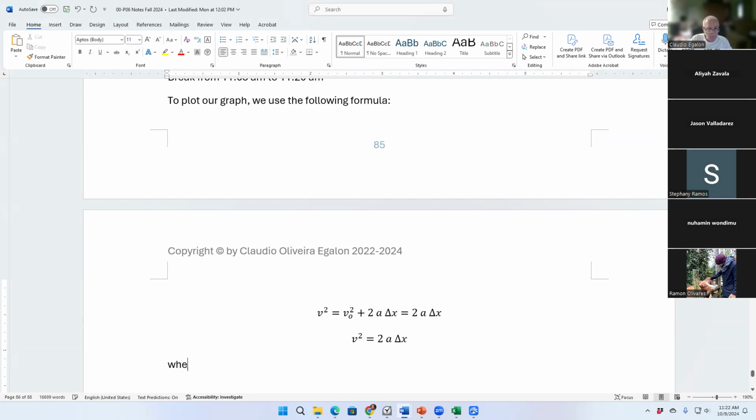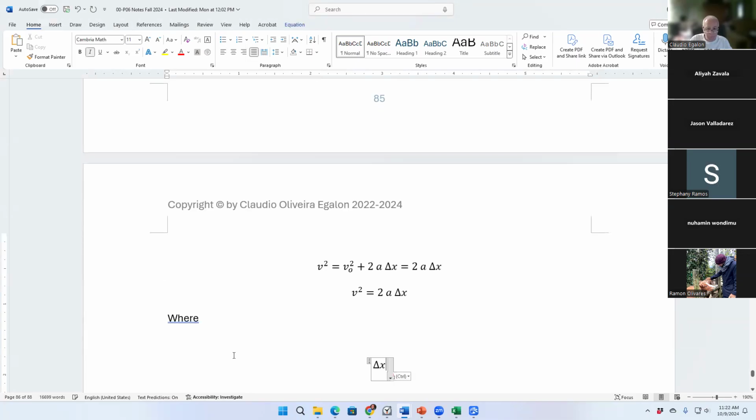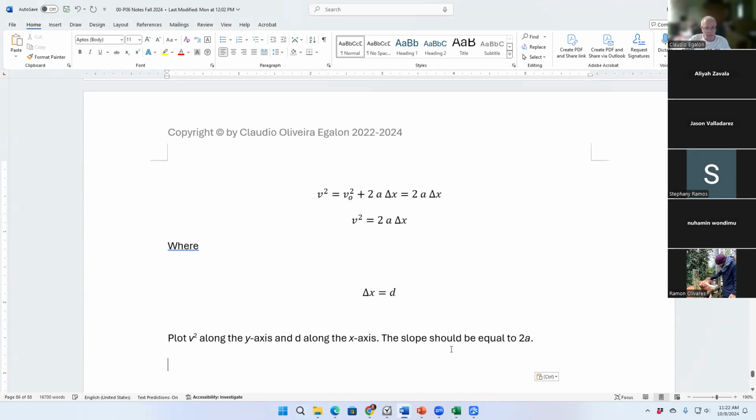Where delta x is equal to d. So what we're going to do, the initial velocity, we release the cart from rest, is 0. Consequently, the formula becomes simpler. And we are going to plot v squared along the y-axis and d along the x-axis. That's the first graph, the first and only graph that you have to plot, okay?